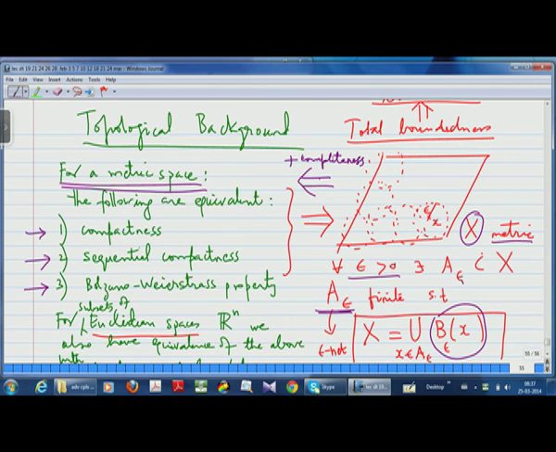So you will get this. I am a little short of space, but let me write it here. D of X is less than or equal to D of A epsilon plus 2 epsilon. You will get this for every epsilon. And D of A epsilon, mind you, is a finite quantity because it's the diameter of a finite set.